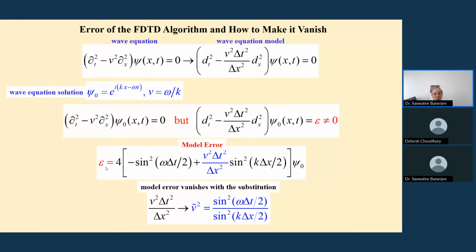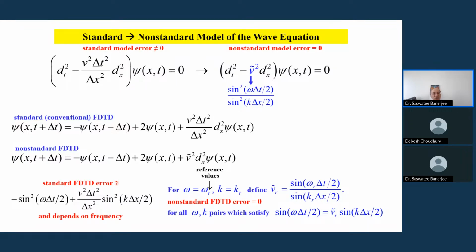But we can make it 0. The way we can make it 0 is we change this parameter here. This is where we talk about non-standard. We have a difference equation model, and we change this parameter a little bit, and you will have this term here. And then you will have an exact solution. So this will give you the solution of the differential equation and the difference equation are exactly the same.